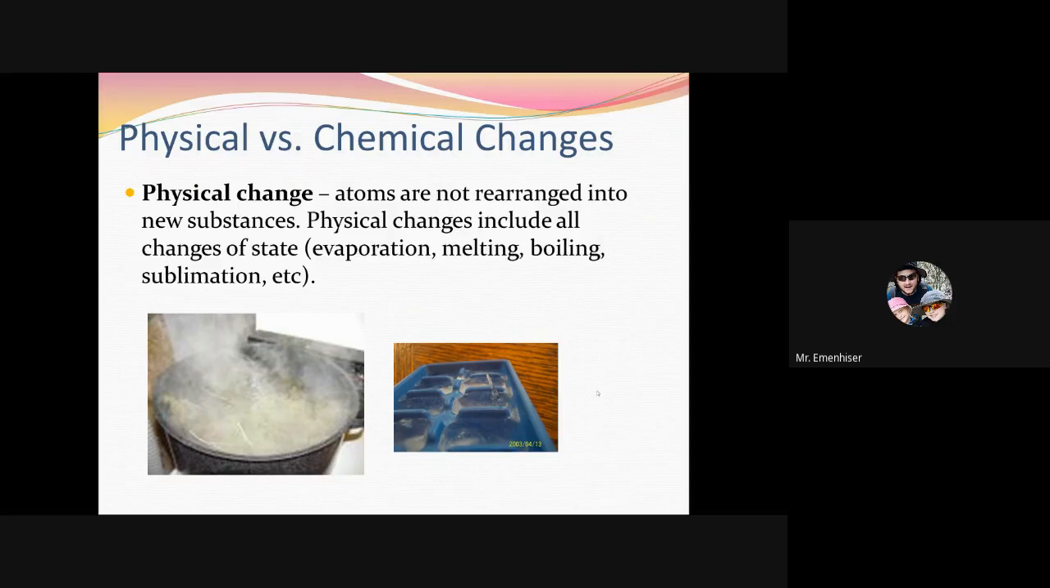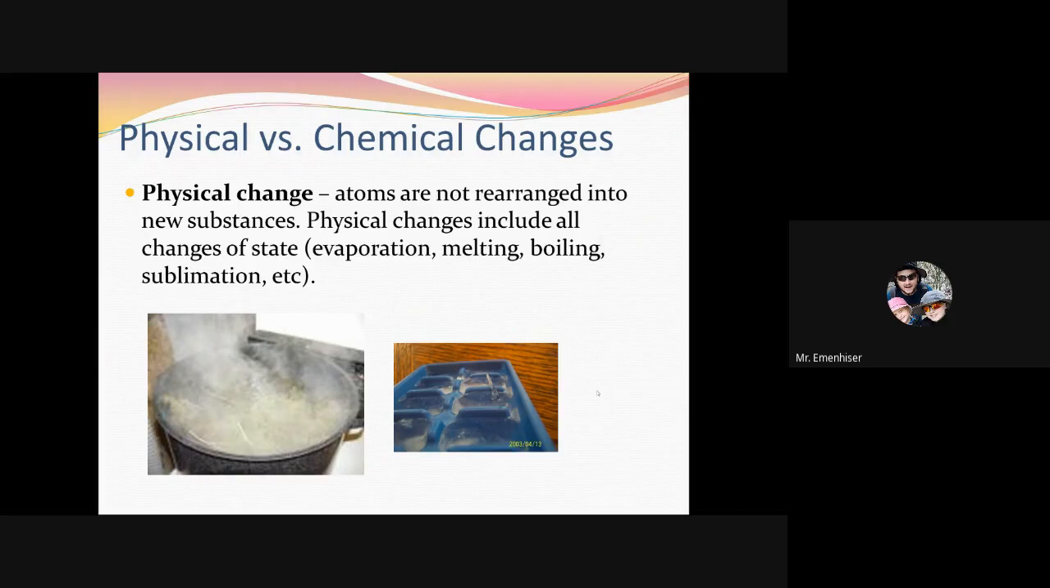Physical changes include all changes of the state of matter. So if you go from a solid to liquid to gas, like boiling, melting, evaporating, freezing, all those things, those are physical changes because it's still water. If I take water and boil it, and then collect that gas in a tube or in a bottle of some kind, and then cool the bottle back down, I can get it back to liquid water.